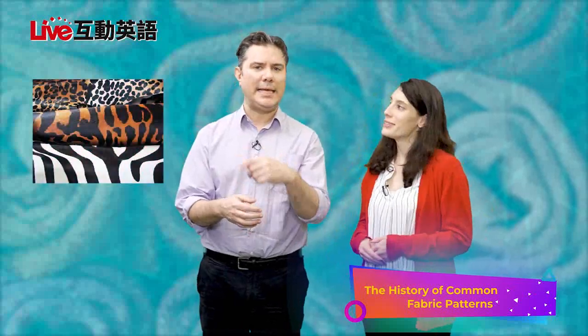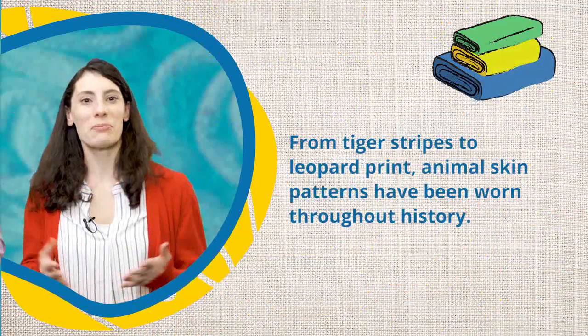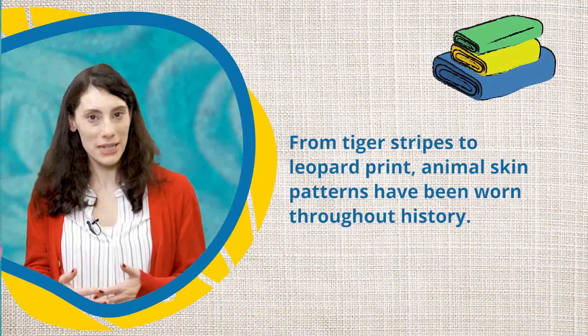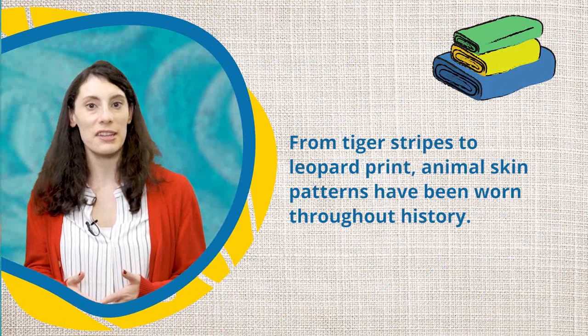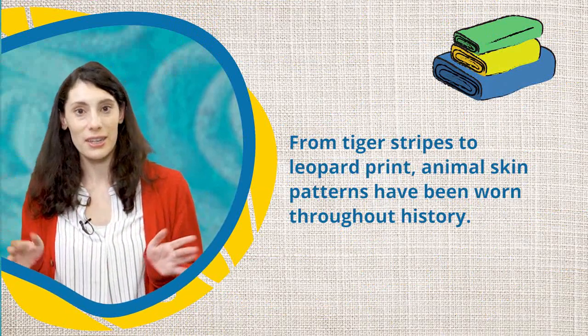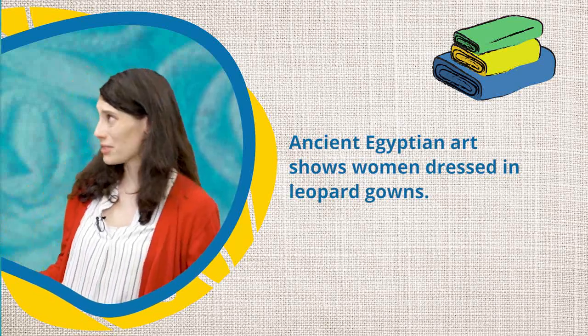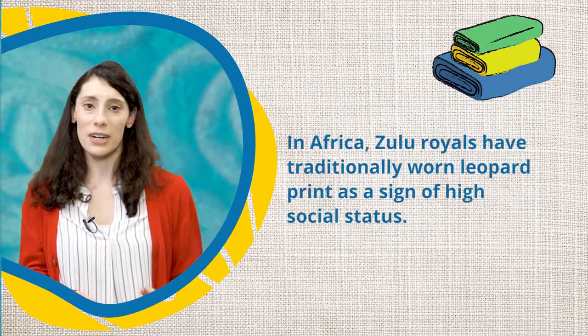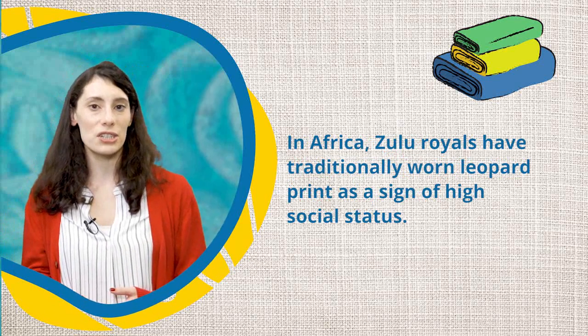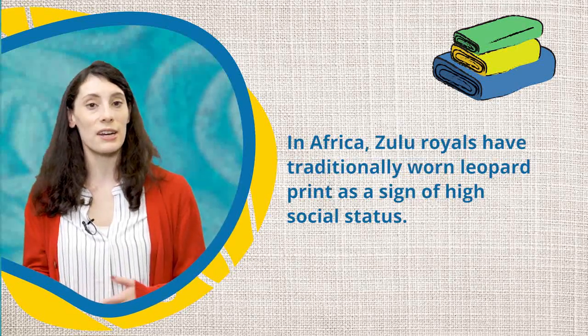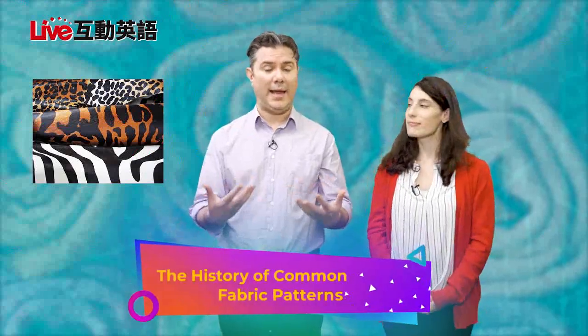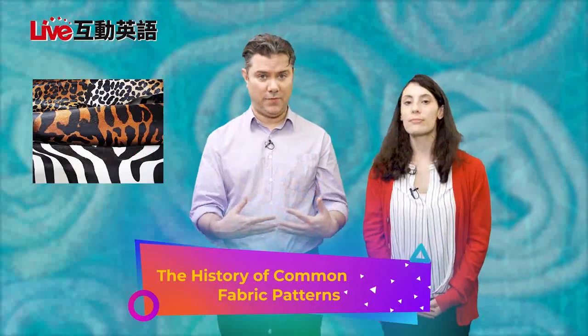I saw an old lady getting on the MRT today. She had tiger stripes. Oh, well, from tiger stripes to leopard print, animal skin patterns have been worn throughout history. Yeah. Ancient Egyptian art shows women dressed in leopard gowns. Really? In Africa, Zulu royals have traditionally worn leopard print as a sign of high social status. Wow, okay. Because a lot of animal skins, right? The designs are very beautiful.